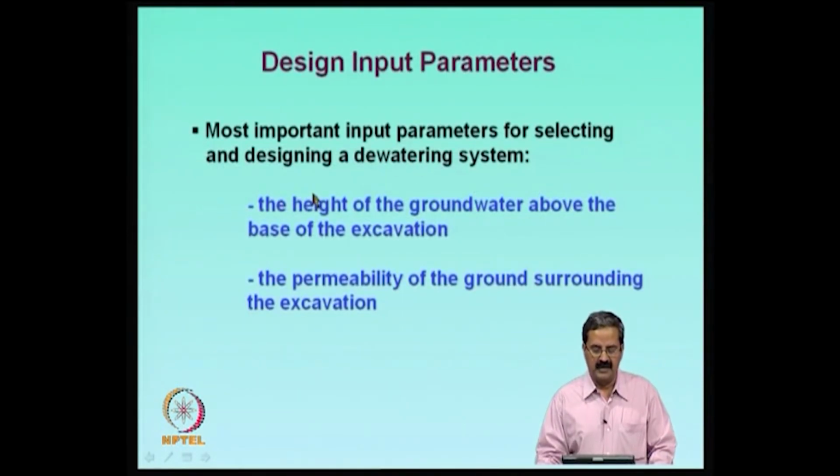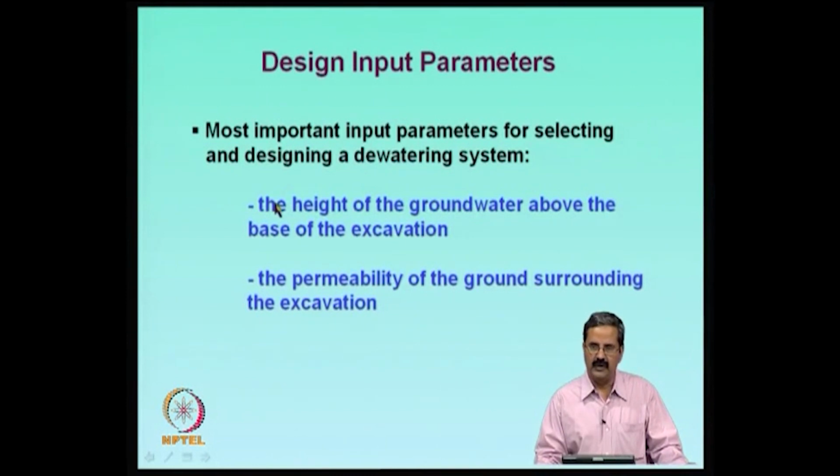So when you are trying to design a system like a groundwater dewatering system, you must be able to know the height of the groundwater table above the excavation. For example, if the bottom of the excavation is at minus 10 meters and the water table is at minus 5 meters, you must be able to dewater 5 meters.